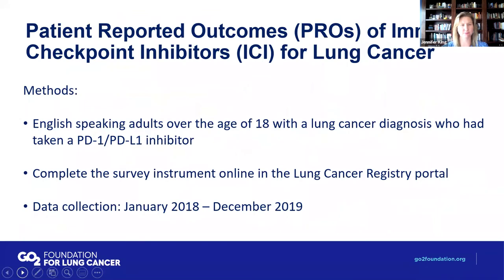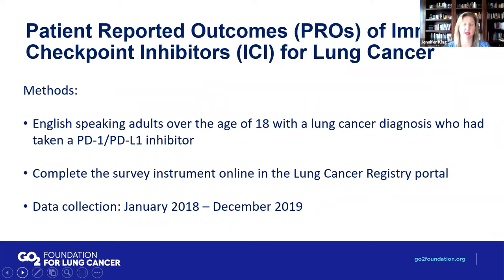Next slide. So the first study I'm going to talk about was our initial foray into patient-reported outcomes. And this is a study we did with Dr. Heather Jim at Moffitt, as well as Dr. Adam Dicker at Jefferson University. And it was looking at patient-reported outcomes of immune checkpoint inhibitors for lung cancer.